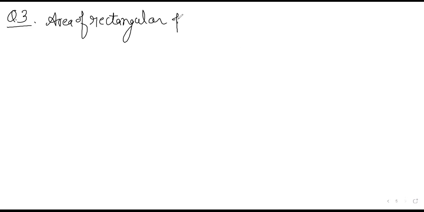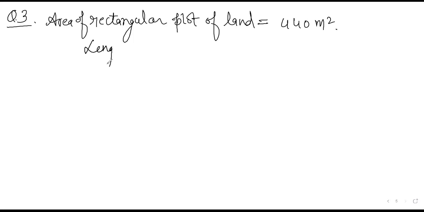So in this way question number two is done. Now move on to question number three. Find the breadth of a rectangular plot of land if its area, the area of the rectangular plot of land, is given as 440 meter square. This is the area given to you, and the length is given, that is 22 meter. Okay, so we have to find the breadth.